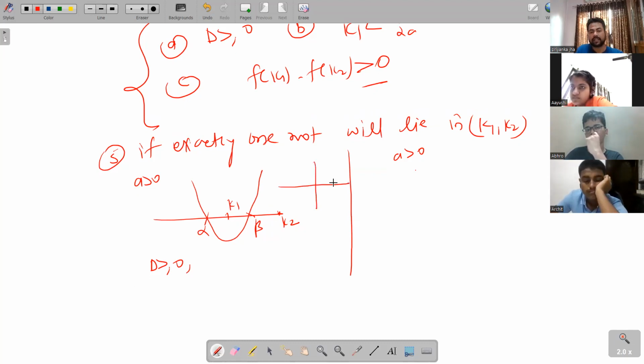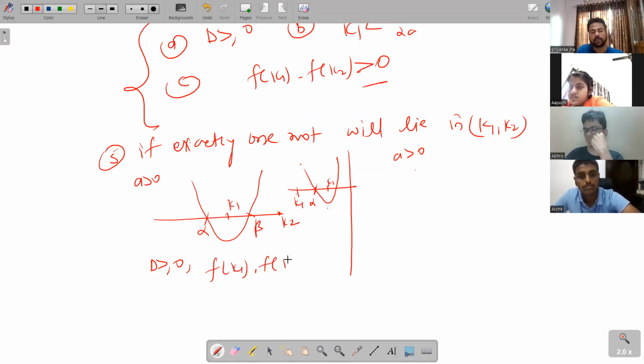But if the graph is like this, like this, and the root lies in this interval K1 and K2, then in this case, f(k1) is positive, f(k2) is negative. So just multiply this f(k1) into f(k2). This is negative, this is positive, this is positive, this is negative. So one is negative, one is positive. So the product will be negative.